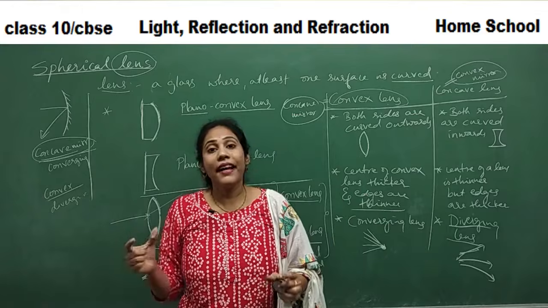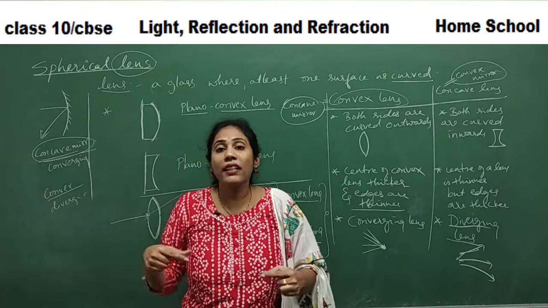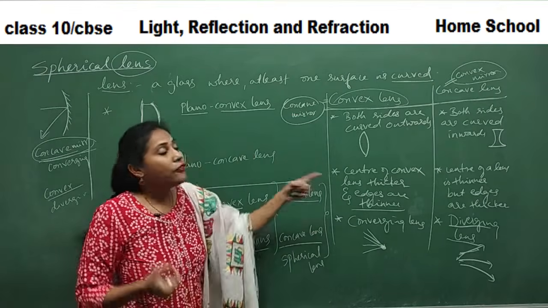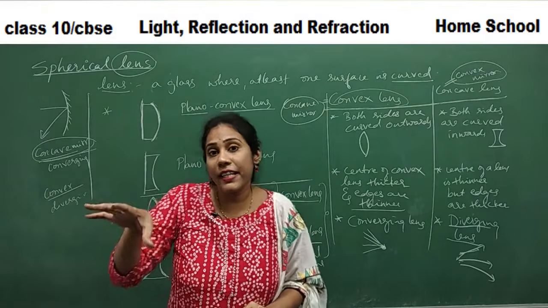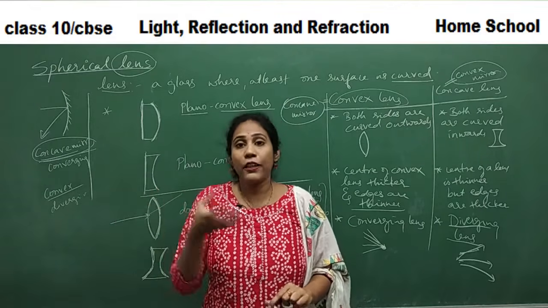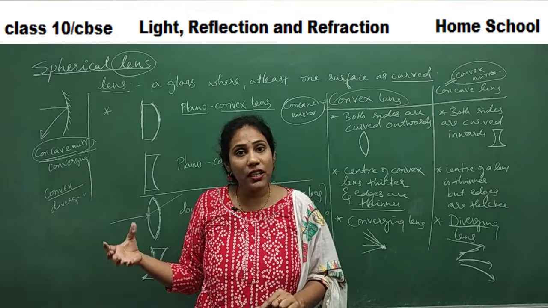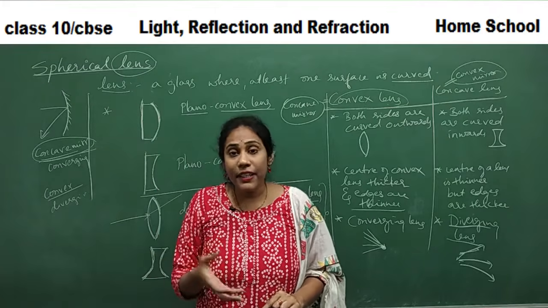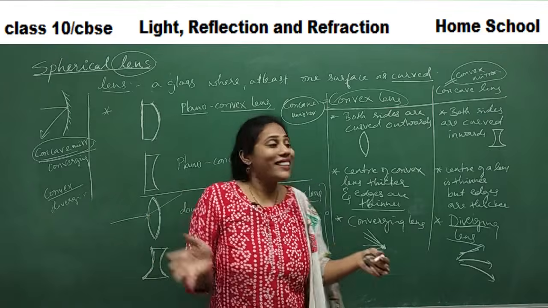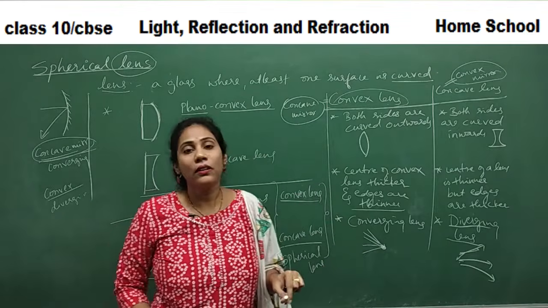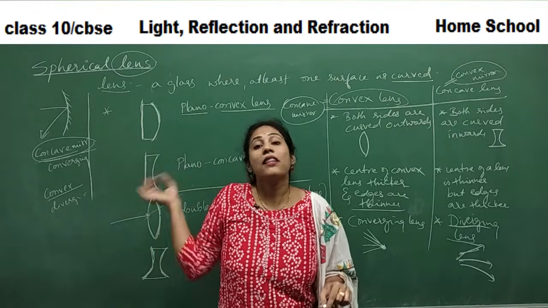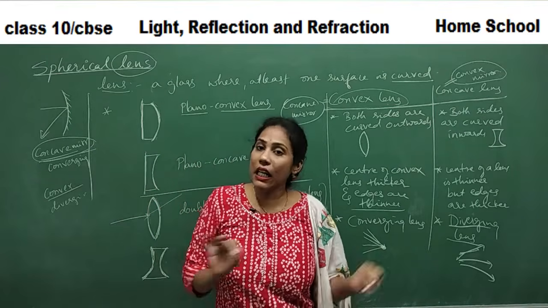Clear? And now we will study what are the terms that you need to know in case of these spherical lenses. In case of spherical mirrors, you studied the terms like pole, center of curvature, aperture, and the radius, focal length, focus. All these terms are there here also. Let us look at those terms. We call them components of spherical lenses here.